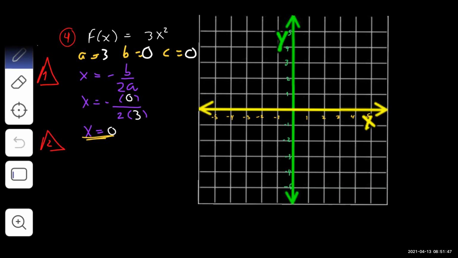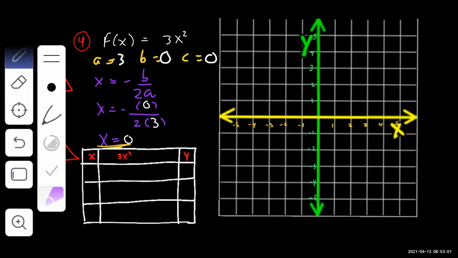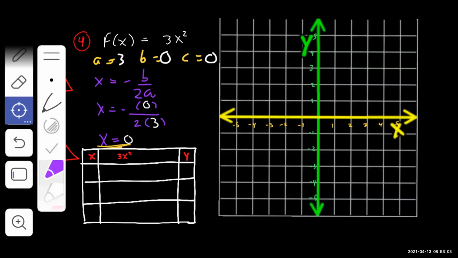The second step, which is what, guys? Can someone remind me what the second step is about? The table. Thank you very much. Okay, we got the table. The first column is with the input x. The middle one is with the function 3x squared. And the third and last one is the output, which is y. Okay, let's get down to work with this one.